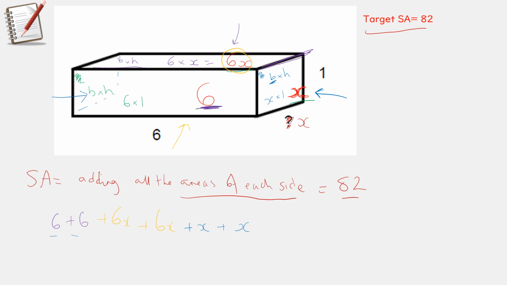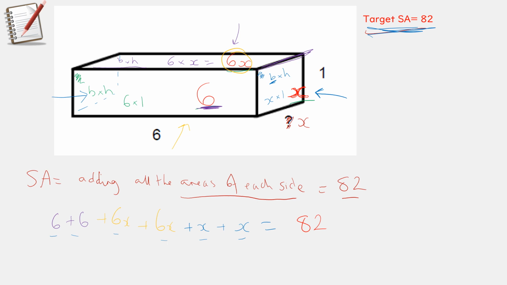So I've got 1, 2, 3, 4, 5, 6 sides. Good, so I know I've got all of them, and that would equal our surface area, adding all the sides up. Well, in the question it says that the target surface area that we need to get is 82. So instead of writing surface area there, let's rub that out. We know all those sides added up have got to equal 82.